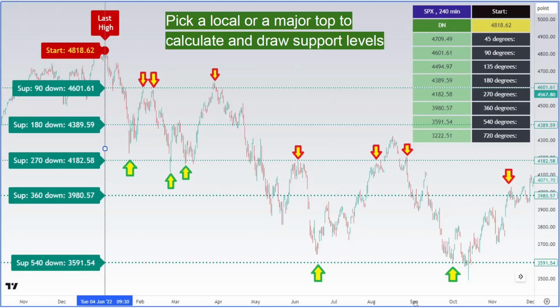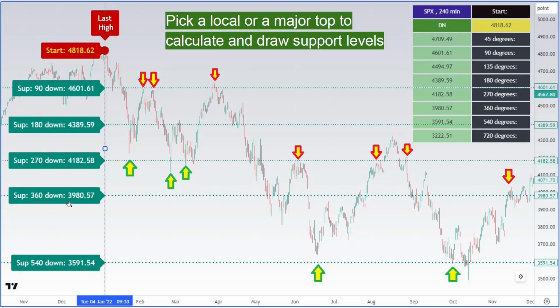Let's come back to the chart of the S&P 500. What you need to understand is that we always look for several levels, and those levels were identified by Gann. He called them 90 degrees down, 180 degrees down, 270 degrees down, 360 degrees down, 540 degrees down, or 720 degrees down. The most important levels of support and resistance will always be 360, 540, and 720.